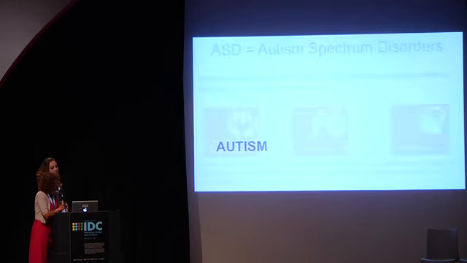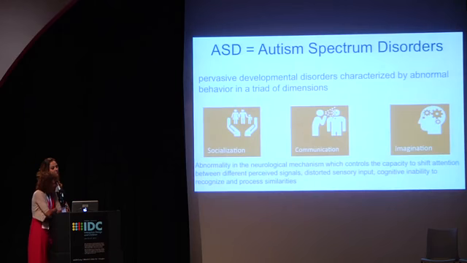So, autism. Autism, as pinpointed by a speaker yesterday, really is a term, but we should talk about autism spectrum disorder, because it's really a wide range of disorders, and it takes multiple aspects. But in general, it is characterized by abnormal behavior along three main dimensions in terms of socialization.